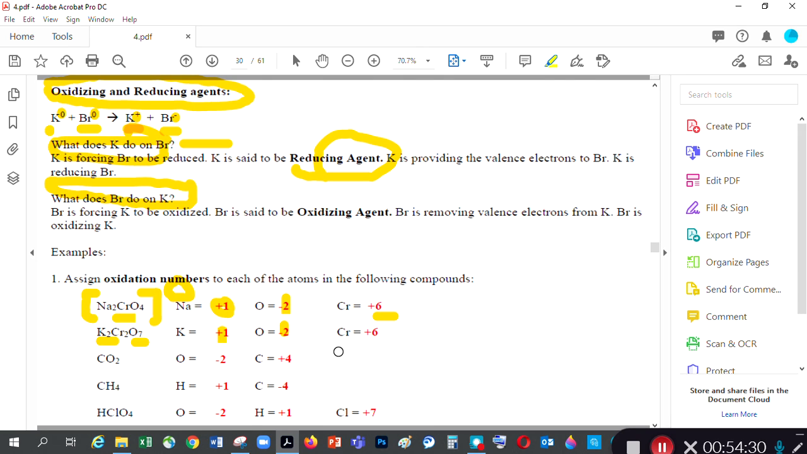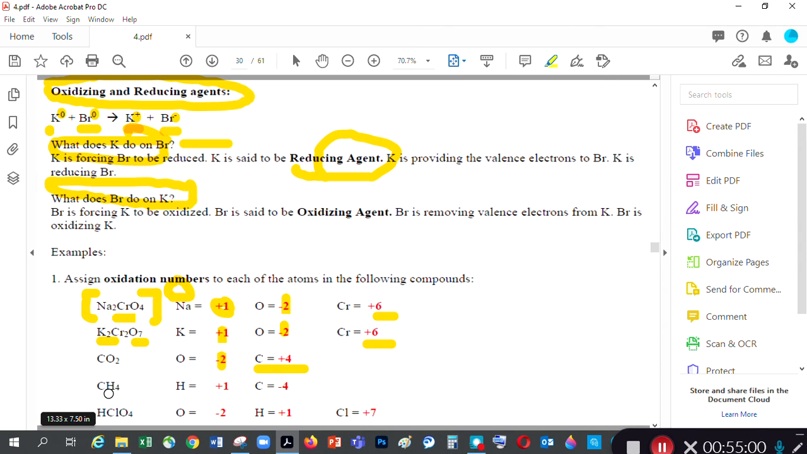Correct? So this is 2 potassium, 2 positive, 7 multiplied by 2, 14. And then you have -2, 12, 12 divided by 2, chromium is +6. CO2, carbon and oxygen. Oxygen takes priority at -2, as you said. So -2 multiplied by 2 oxygens is -4. The carbon will be +4.